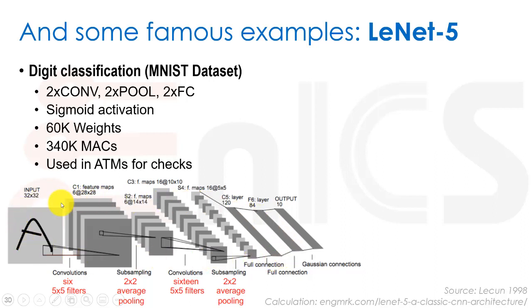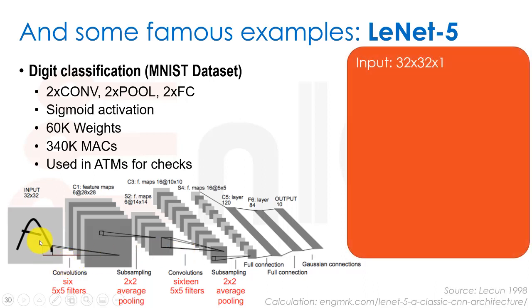Okay, so here we see the buildup, how it appeared in the article, and let's start to count what exactly we see here. As we see, we have the input over here, which is a 32 by 32 by 1 image. It's grayscale, so we just have one channel of depth for the input pixels.